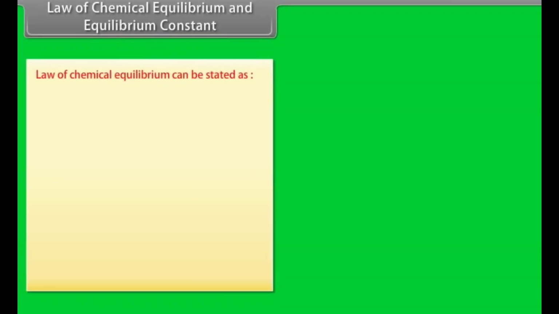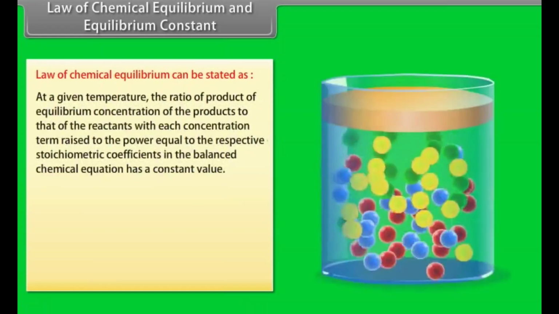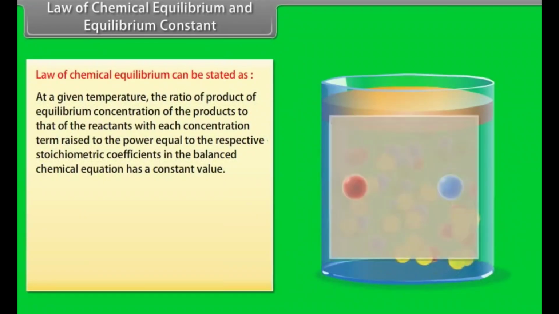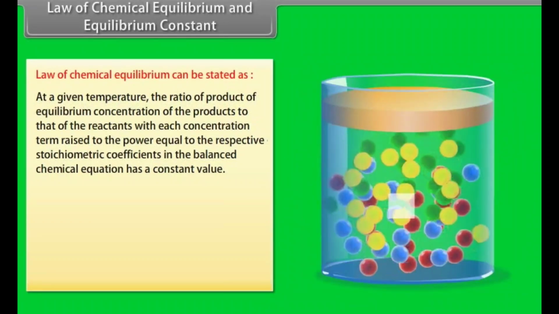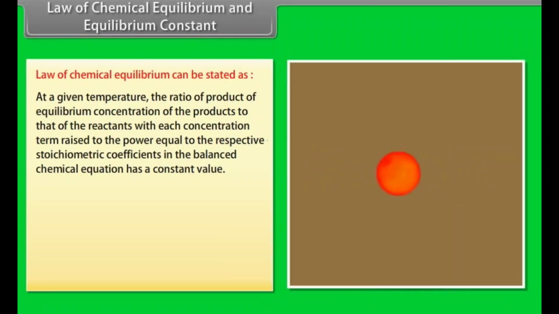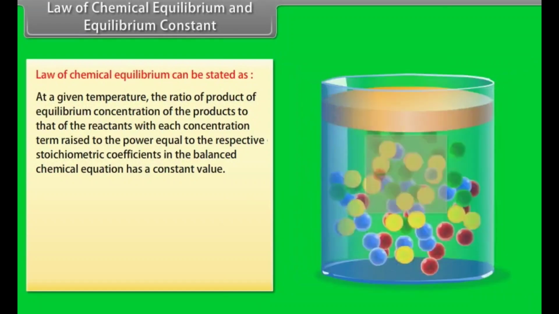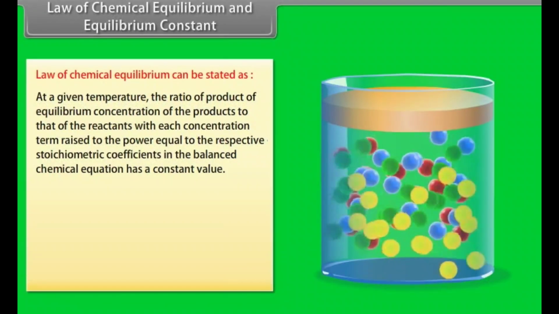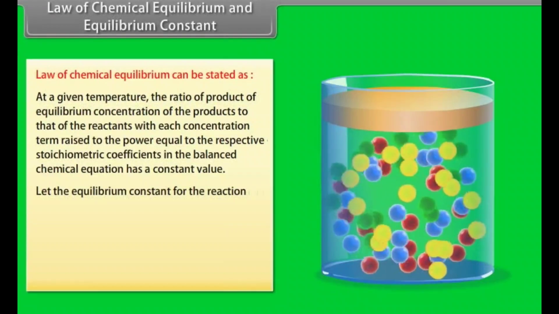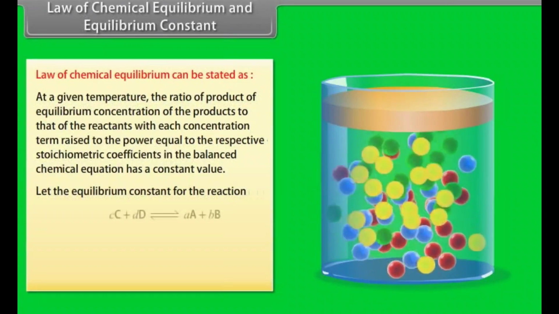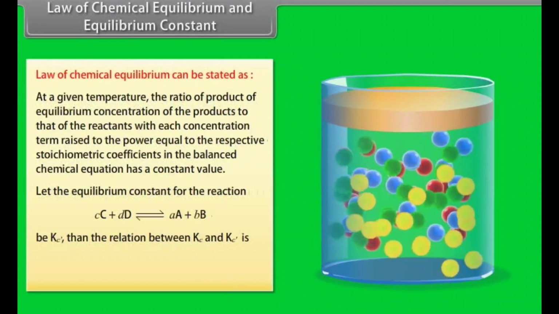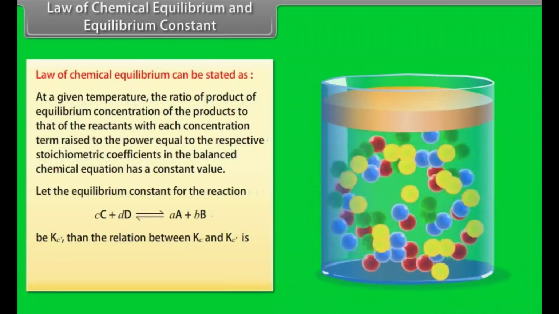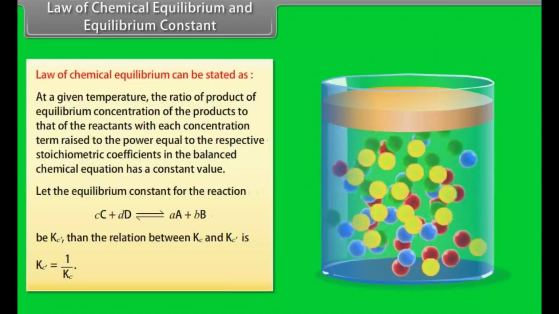Law of chemical equilibrium can be stated as, at a given temperature, the ratio of product of equilibrium concentration of the products to that of the reactants, with each concentration term raised to the power equal to the respective stoichiometric coefficients in the balanced chemical equation, has a constant value. Let the equilibrium constant for the reverse reaction be Kc dash. Then the relation between Kc and Kc dash is Kc dash is equal to 1 by Kc.